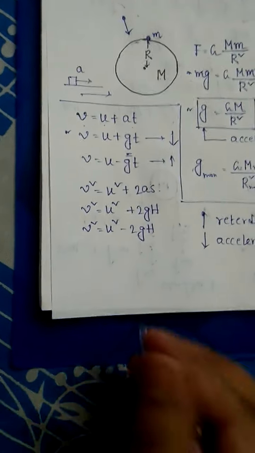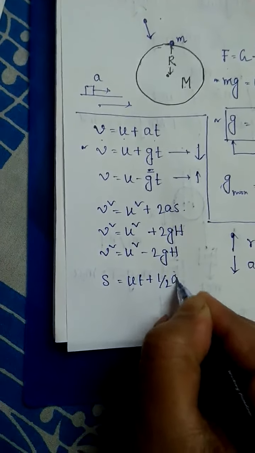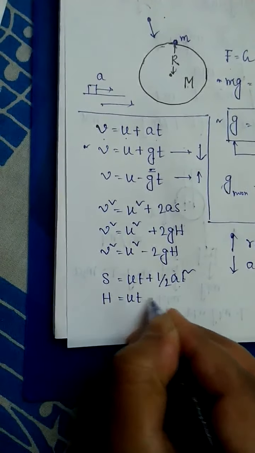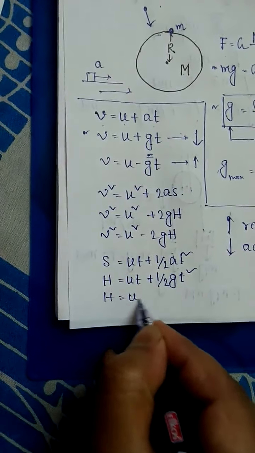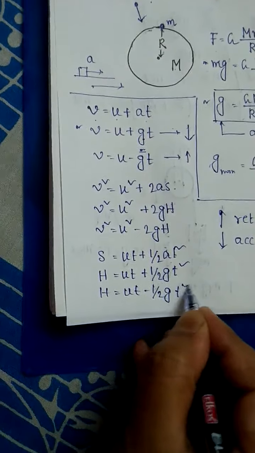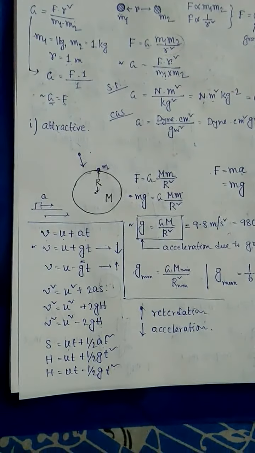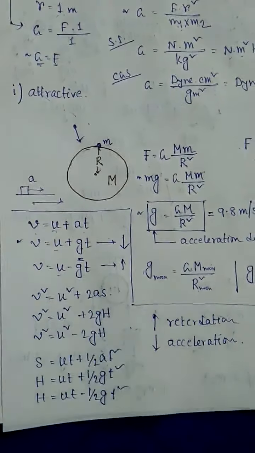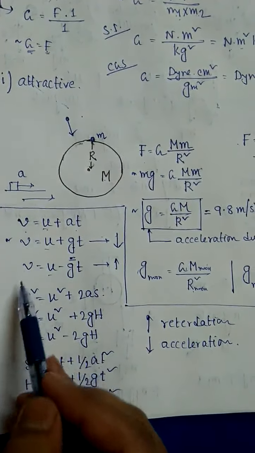Okay, we have another equation, s equals ut plus half at square, and this equation will turn into h equals ut plus half gt square, or sometimes h equals ut minus half gt square. I'm telling you one thing. Suppose you are just releasing an object from the upper side. That's when its initial velocity is 0, that's when u will be 0. Suppose you are throwing an object upwards, then its final velocity, that is v, will be 0.